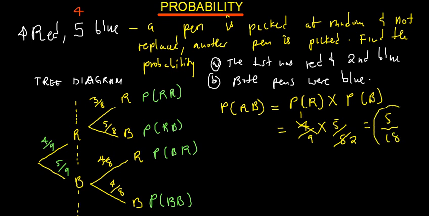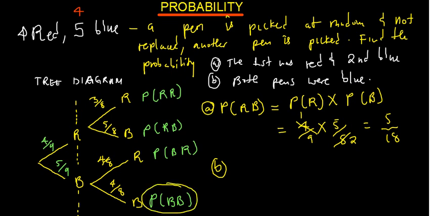So this is the probability of picking a red marble and then a blue marble. And then for part B, we've been asked to find the probability of picking both. I'm talking of marbles, I'm using pens here. I don't know why the marbles is coming. Okay, the probability of picking both pens being blue. So you want both being blue. So that's the probability of BB.